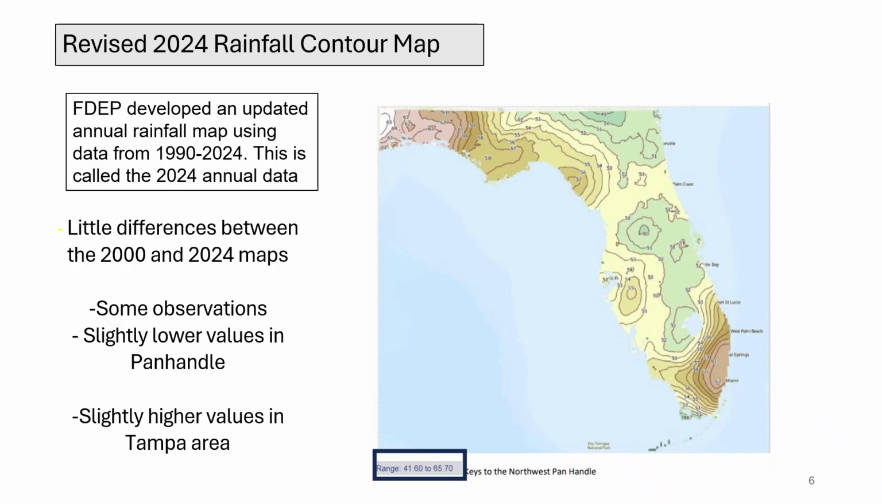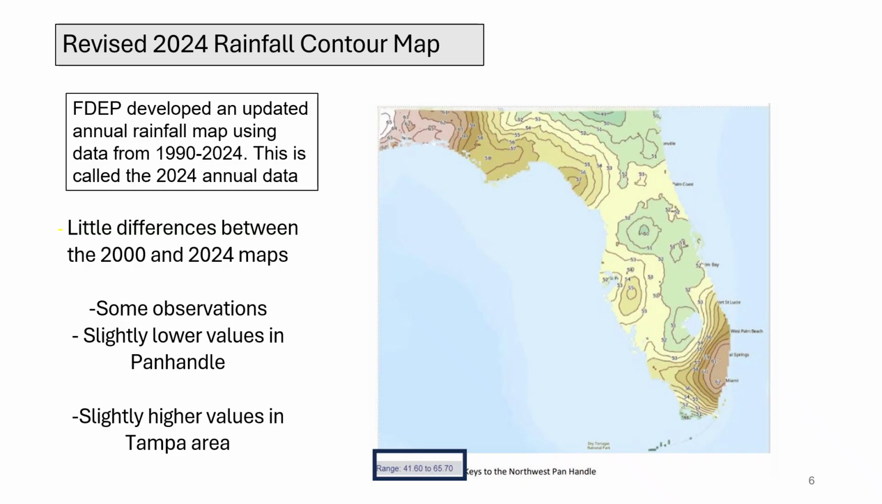The Florida Department of Environmental Protection, or FDEP, developed this updated annual rainfall map by utilizing data collected from 1990 through 2024, which is now referred to as the 2024 Annual Data Set. This new data was published in the Applicant's Handbook, Volume 1.